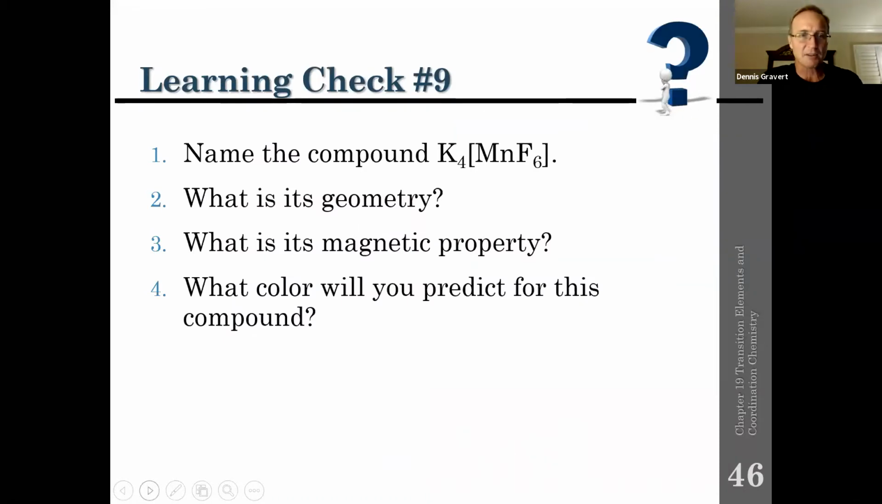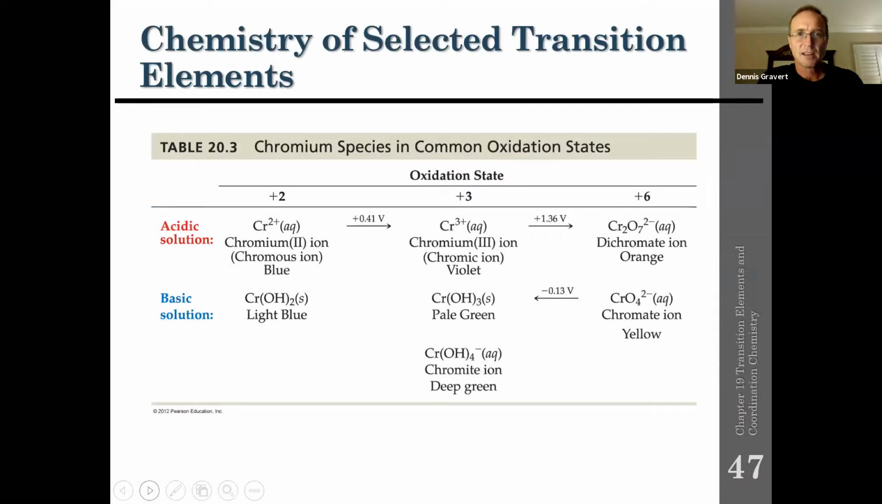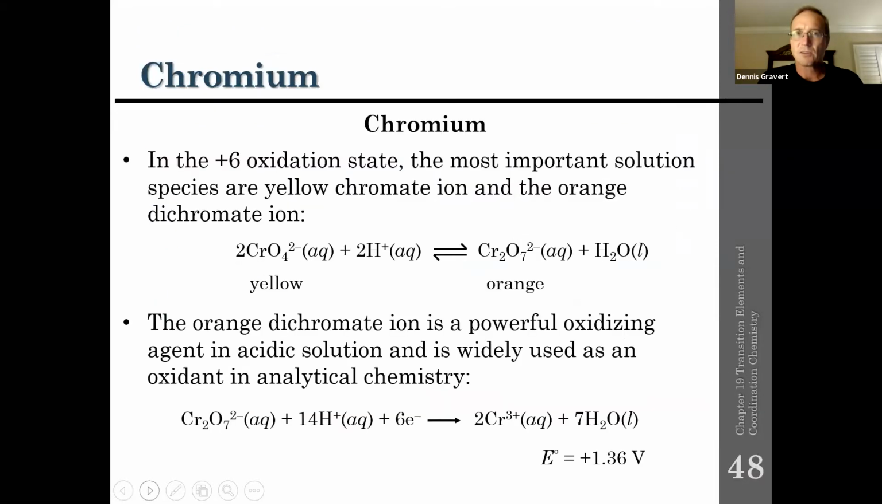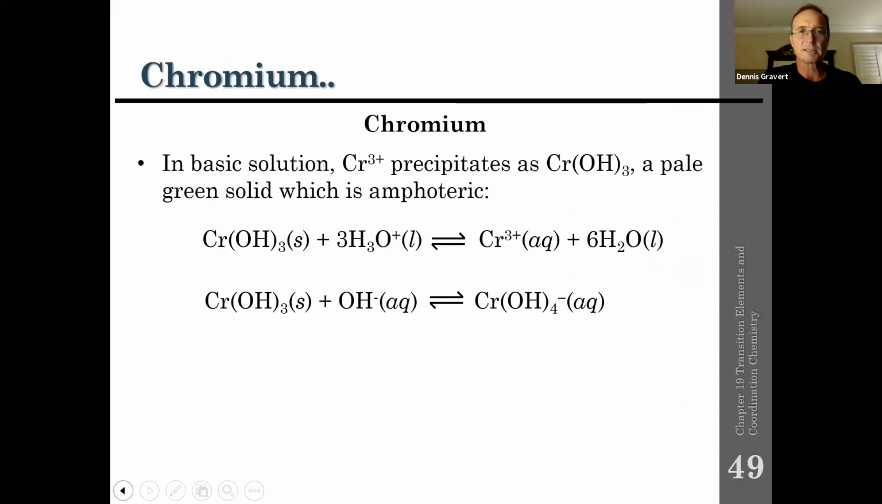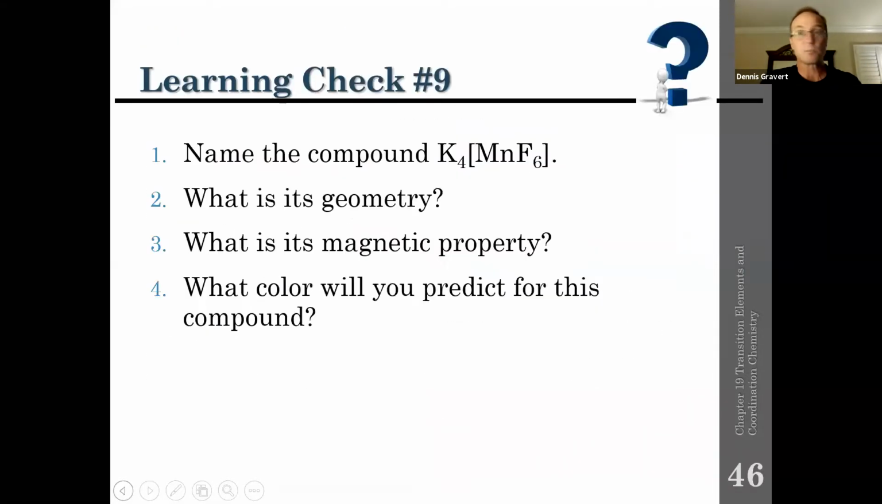All righty, how are we doing? 46. Let's see how far we have to go to the end. Okay, the rest of this is just talking about specific metal complexes, but we're not going to cover that or put that on the test. So let's just end with this learning check number 9. And we'll go and do that on the other sheet over here where I have more room.